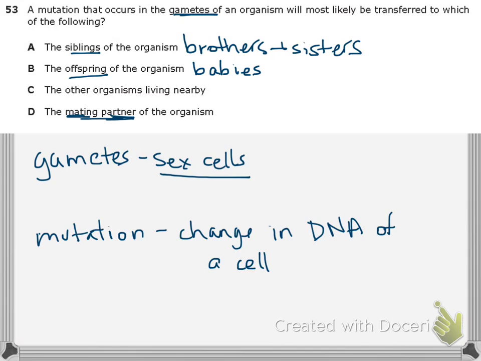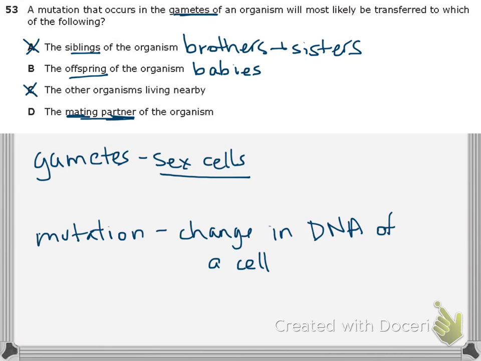Now, a mutation inside of a sperm or egg is not going to affect, say, my brother or my sister, right? So it's not going to affect the siblings. So I'm going to cross out answer choice A. Then answer choice C, again, a change in the DNA of an egg or sperm cell will not affect other organisms that live nearby.